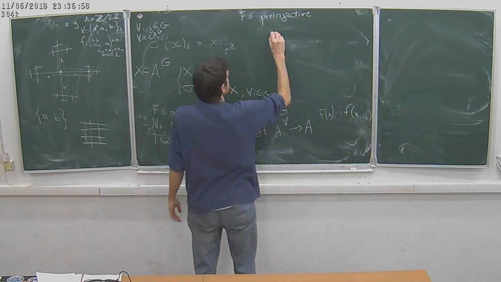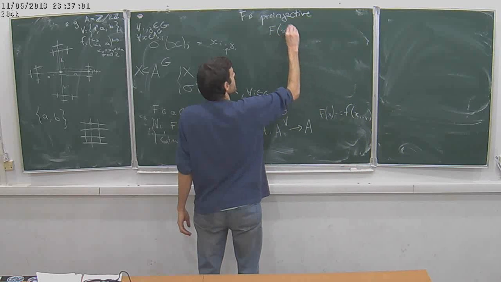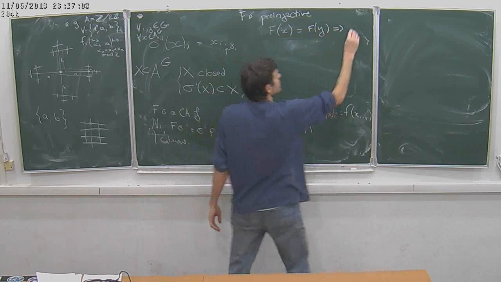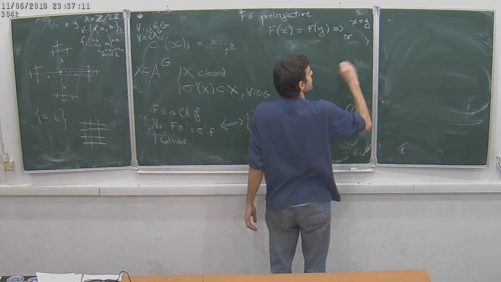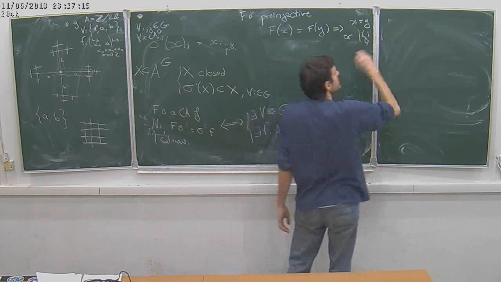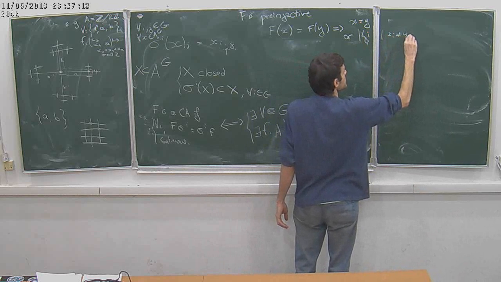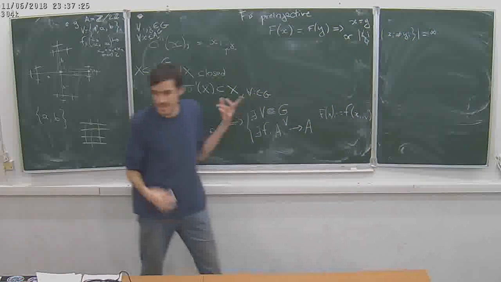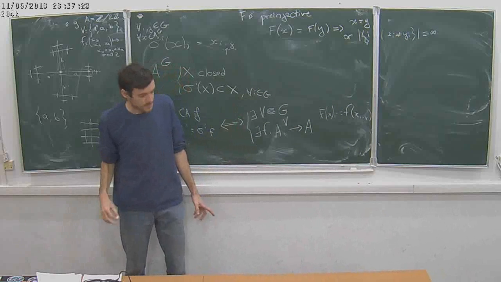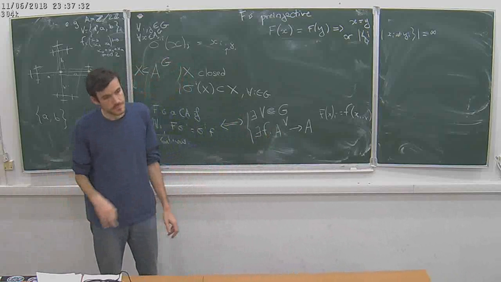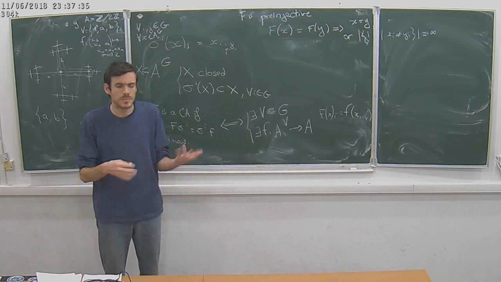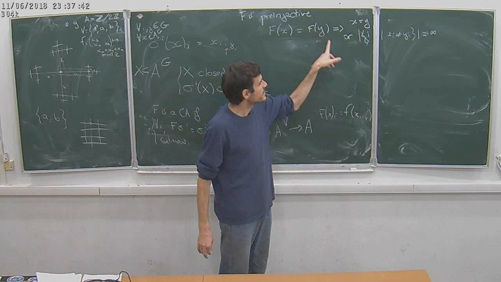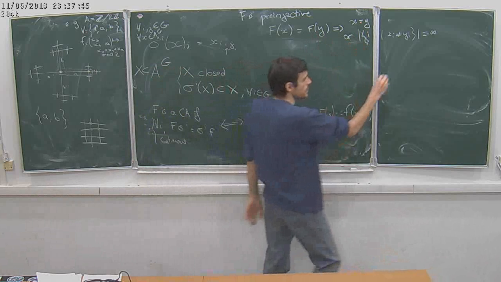But let me recall what pre-injective is. Pre-injective means that f of x equals f of y implies either x equals y or the number of differences between x and y is infinite. So it's nearly injective, except for some very far points, not in terms of the topology. So in particular, injective implies pre-injective.